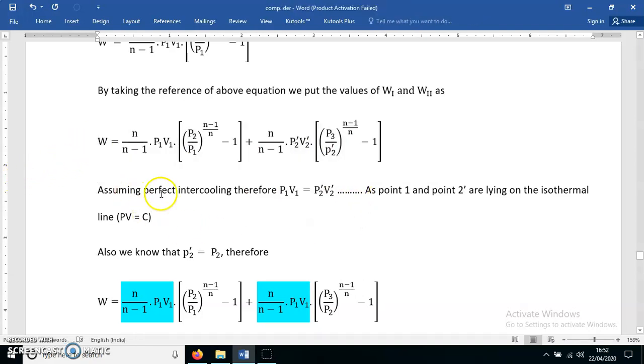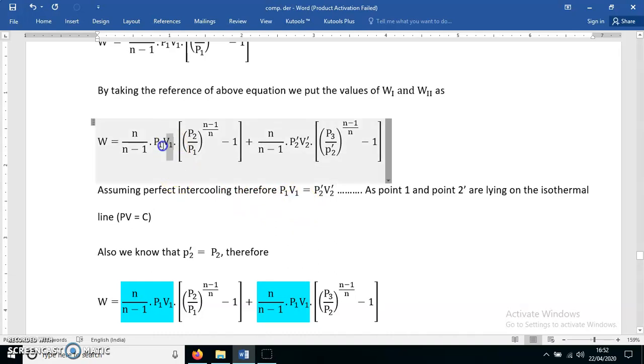Now let's assume perfect intercooling. Just recall the example I gave in the last lecture. 25 degrees temperature becomes 50 after first stage, and after passing through the intercooler that 50 degrees Celsius temperature again becomes 25, means it is a case of perfect intercooling.